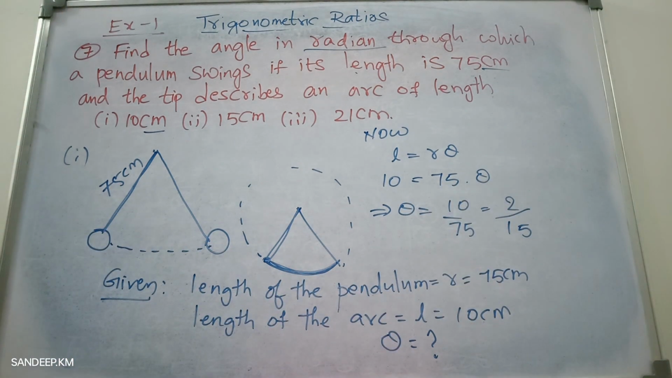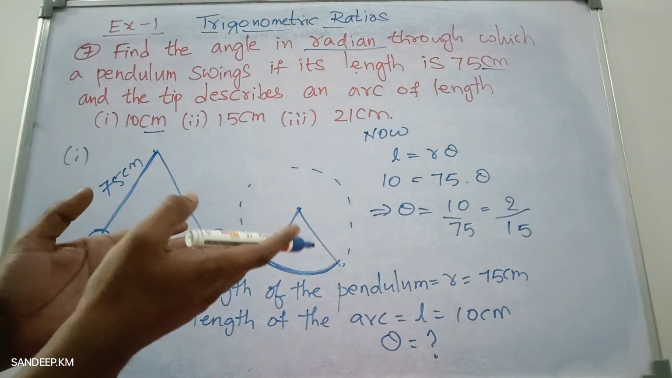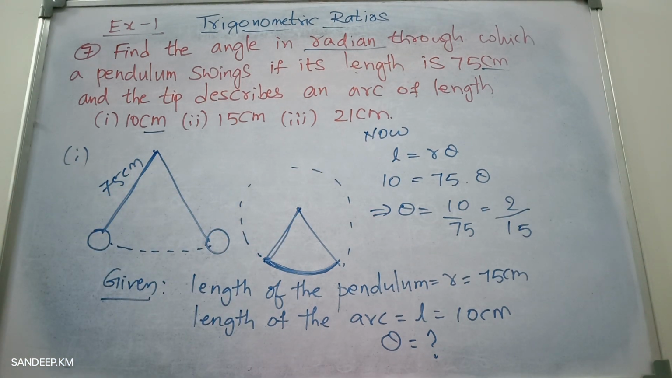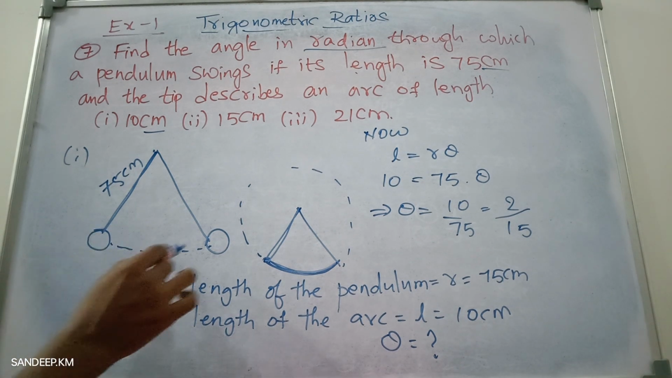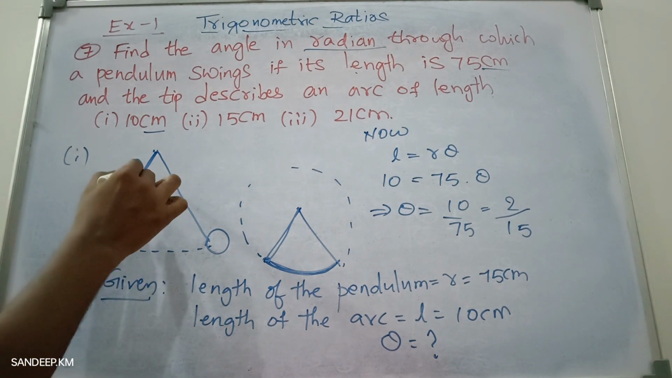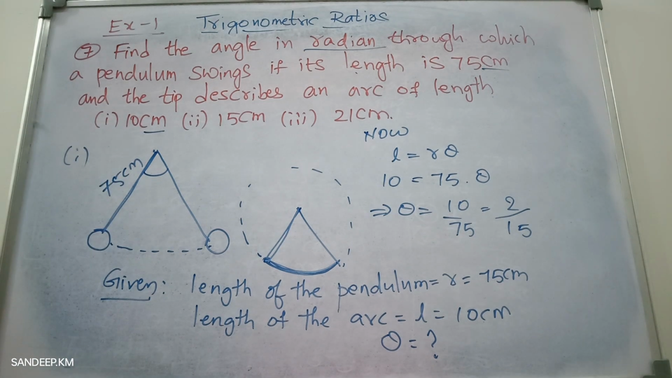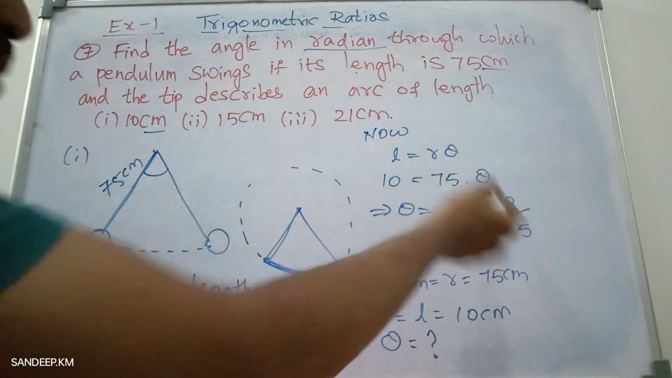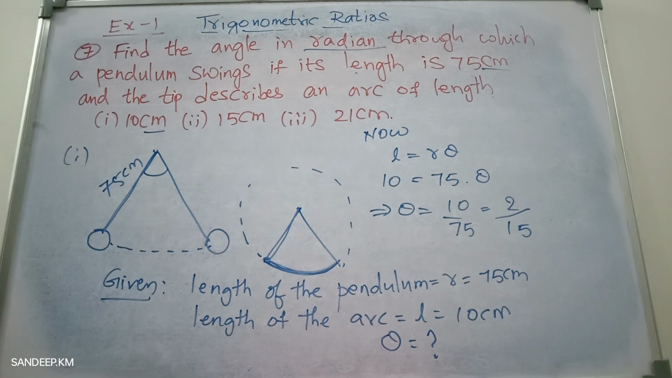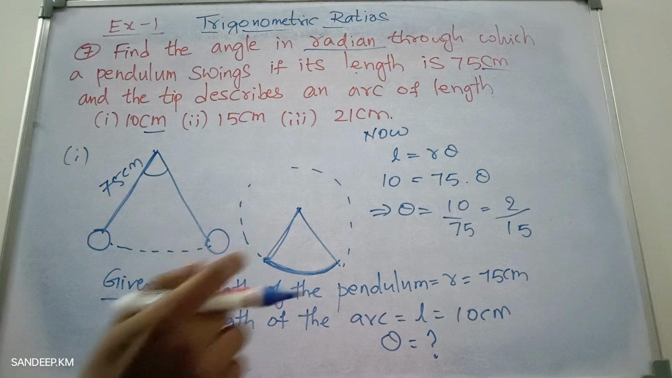Therefore, the angle is in radians, not in degrees. Be careful. So this particular pendulum, where the length of the arc is 10 centimeters, describes an angle at the center of 2 by 15 radians. So you can write that conclusion. Therefore, the angle described by the pendulum is equal to 2 by 15 radians.